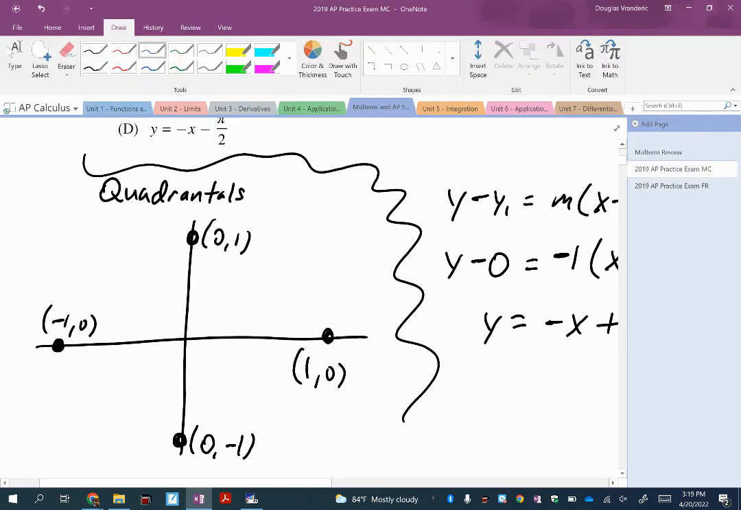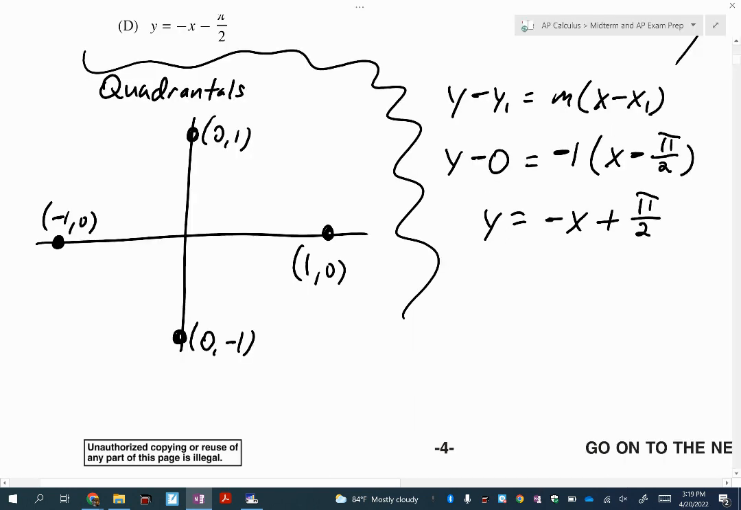Do you remember going around in radians? So 0 radians. Pi over 2 radians. Pi radians. 3 pi over 2 radians. And all the way around is 2 pi radians. In degrees? 90 degrees, right? 90 degrees.